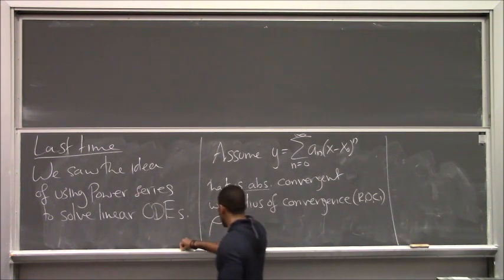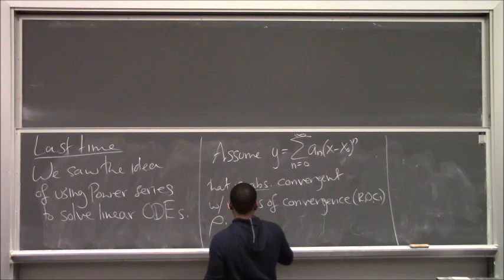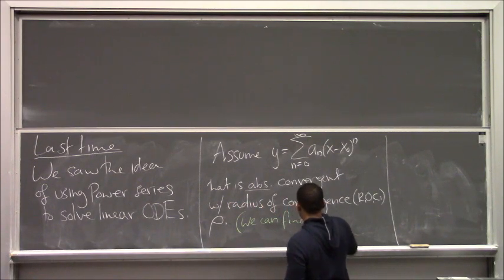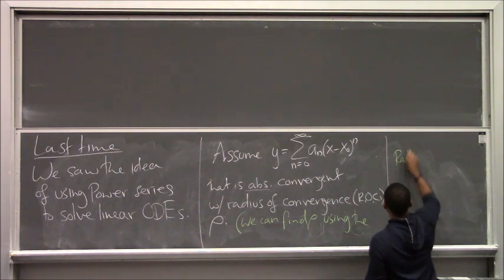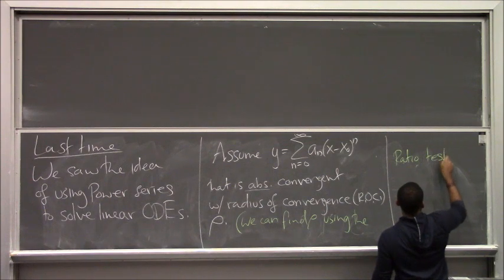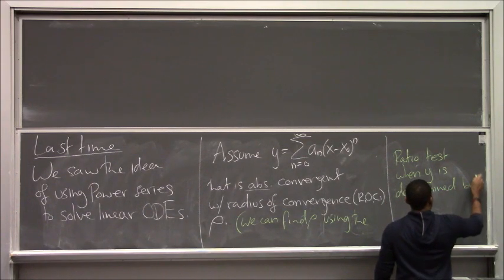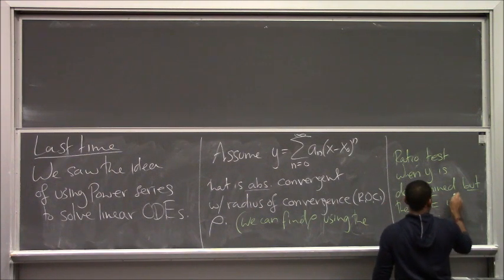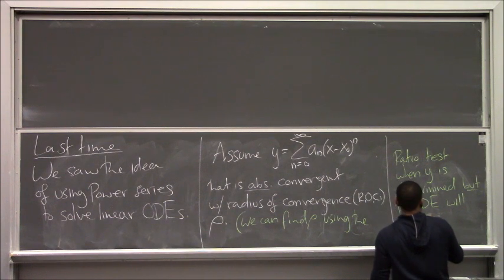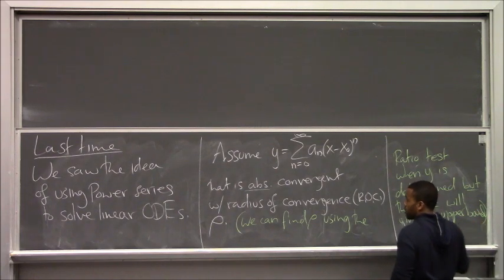I also want to know, and we'll talk about this, but we can find P using rho, using the ratio test. What y is determined. But it turns out the ODE itself will give you an upper bound. I'll talk specifically about how it will give us that upper bound.